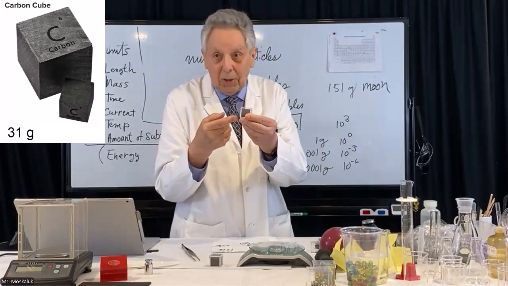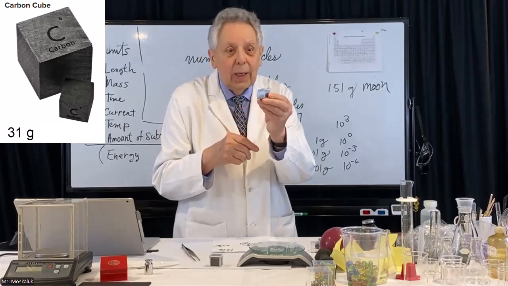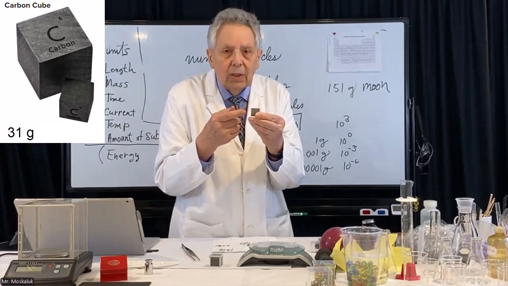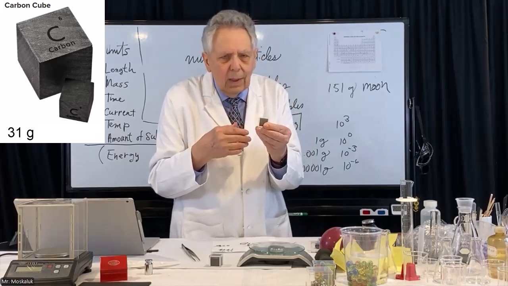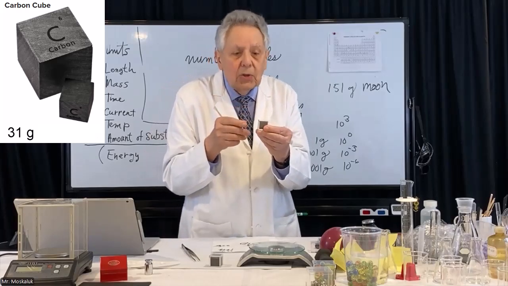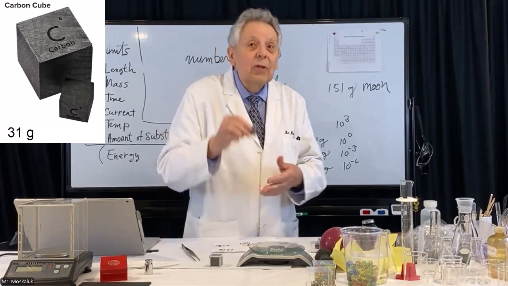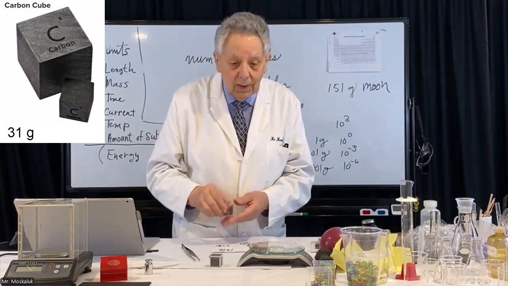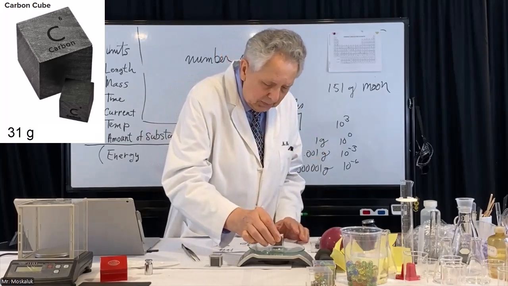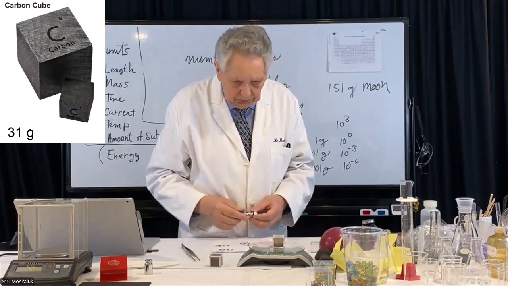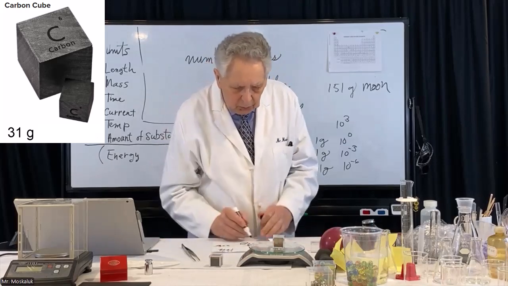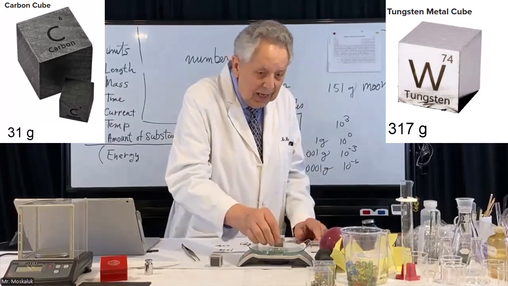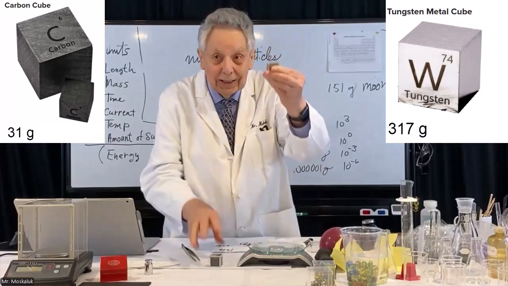This is impressive. You don't see a cube like this very often. This is a cube of the element tungsten, abbreviated W. It is one of the densest substances known. This is more than twice the density of lead. It's amazing when you lift it. So let me see what this weighs. 317 grams.